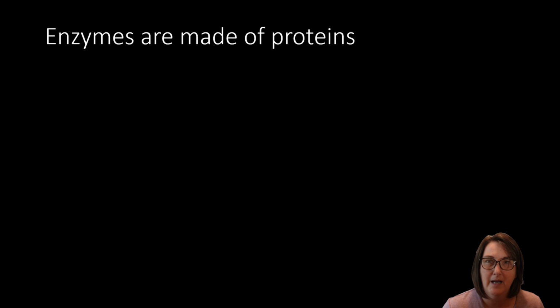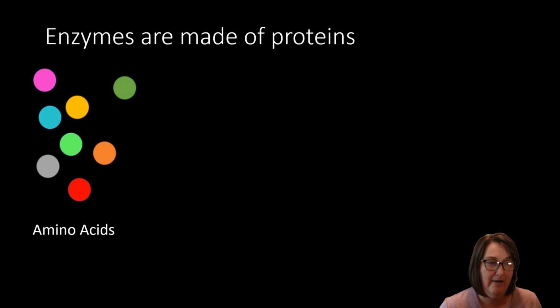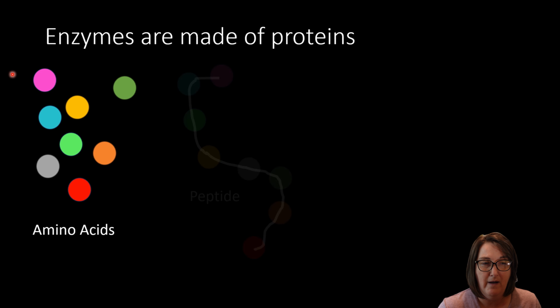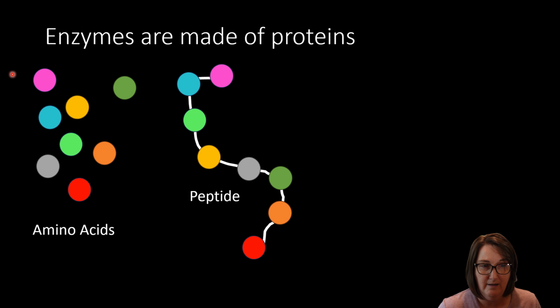An enzyme is made up of a bunch of amino acids in a chain that turn into a protein. So here I have amino acids. These amino acids are going to be a very specific type of code. Remember, DNA codes for proteins. So DNA is going to code for very specific amino acids. The amino acids are then going to chain. They're going to turn into a peptide.